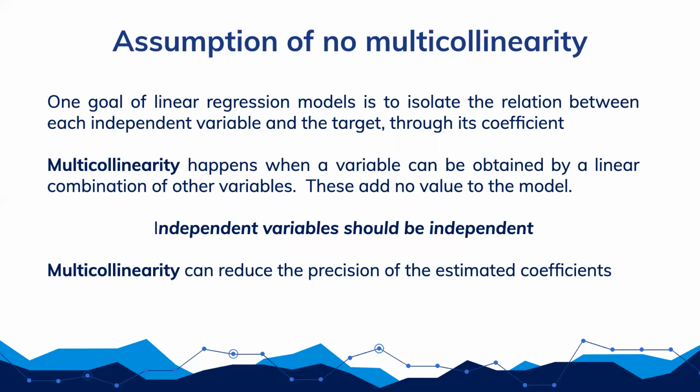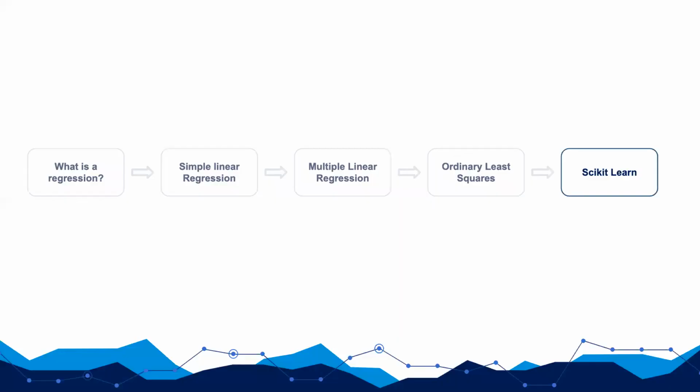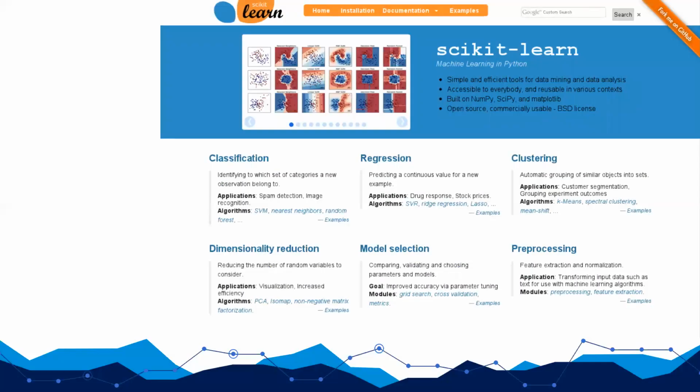And multicollinearity, which is what we call when two of these features are very, very correlated, is something that we don't want at all, and will reduce a lot the precision of the estimated coefficients. So it's important to know which features you are using and all that. Now let's get to the part that you will probably find more useful, which is the coding part.